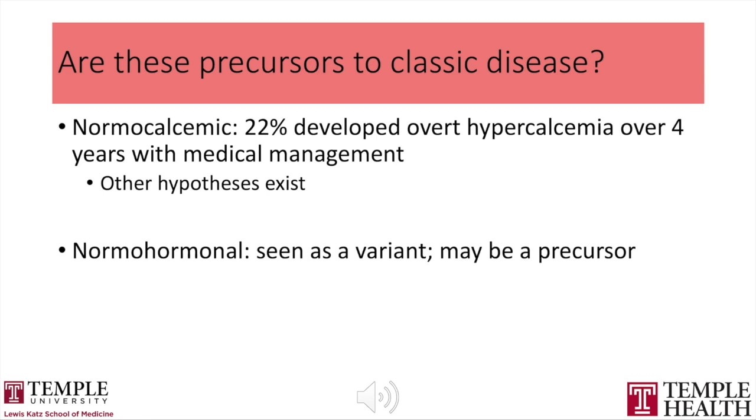Normohormonal disease is widely recognized to be a variant and may be a precursor. So people very much accept this as a real thing that is its own, very similar disease entity. You should basically, however, once you have identified these patients, treat them like your primary classic disease patients.